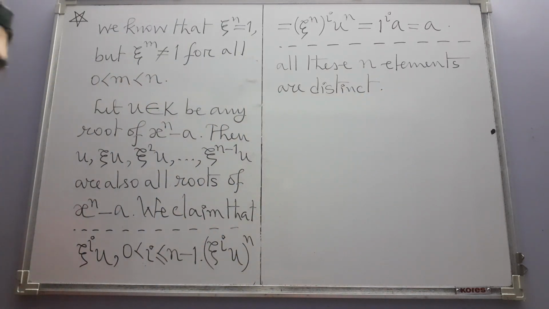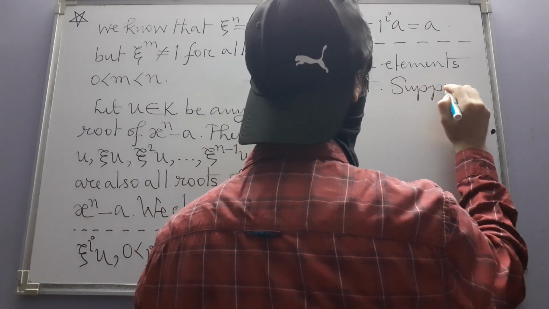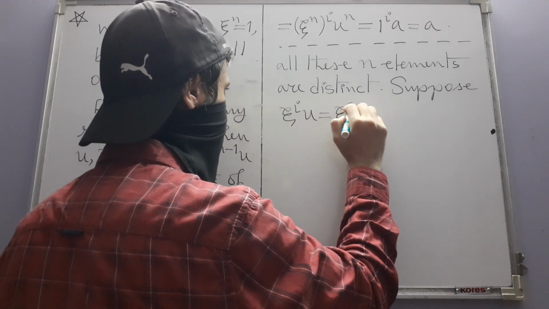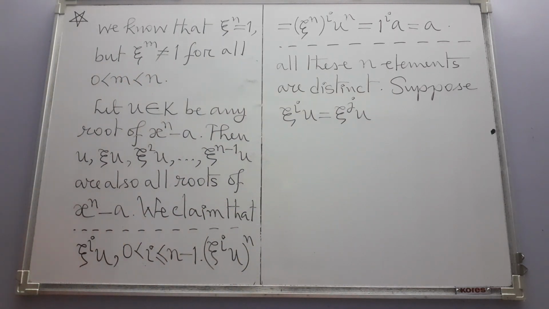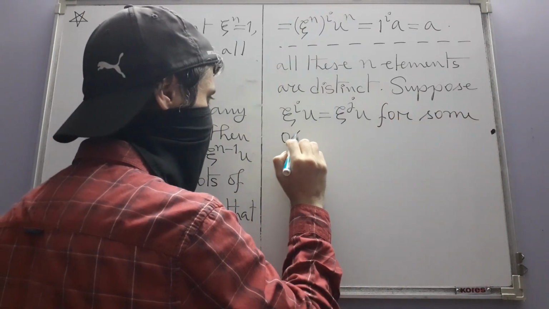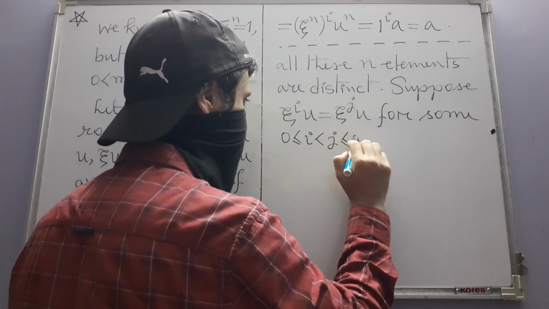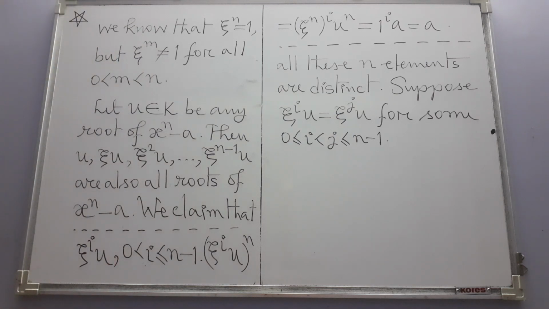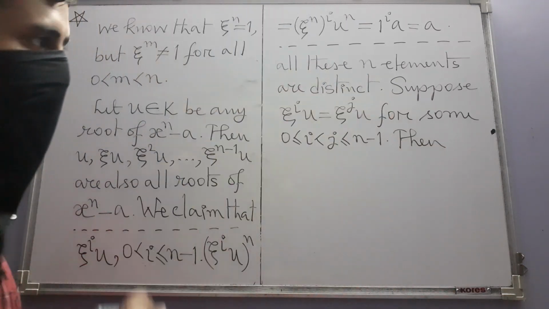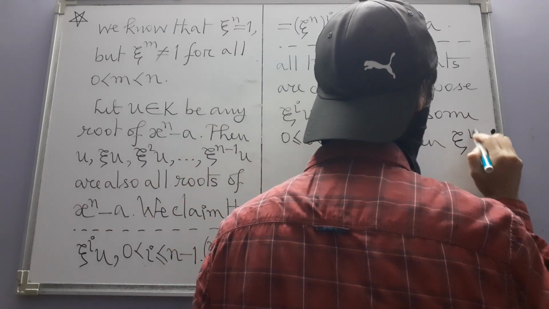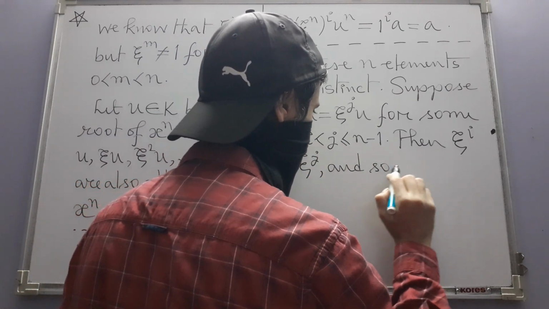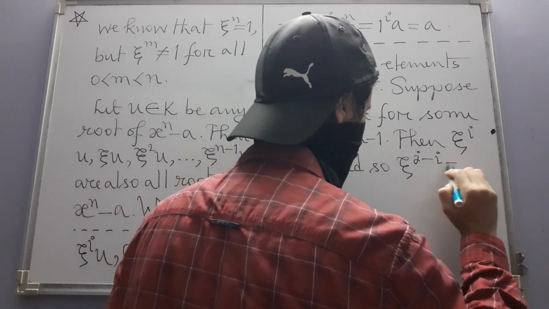Contrary to this claim, suppose they are not distinct. Suppose some xi to the power iu is equal to xi to the power ju for different i and j. Then first you can cancel u from both sides to get this, and so xi to the power j minus i should be equal to 1.